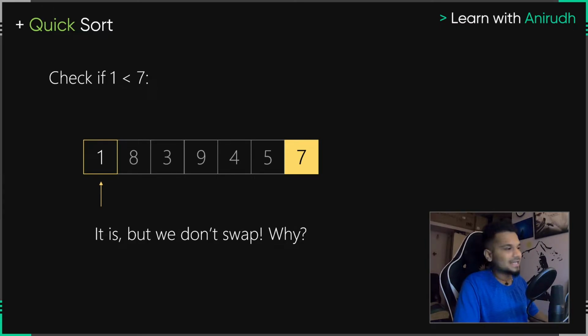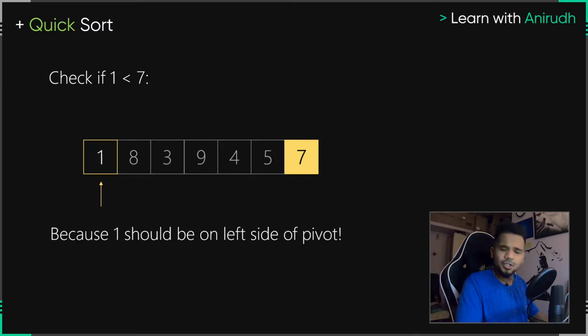Now, this is a good step, but what's next? As I just told you, one should be on the left side of the pivot all the time, and in this case it's valid logic, so we're not going to change anything. So the iteration variable, we have two loops, right? So it's always the I loop and the j loop.